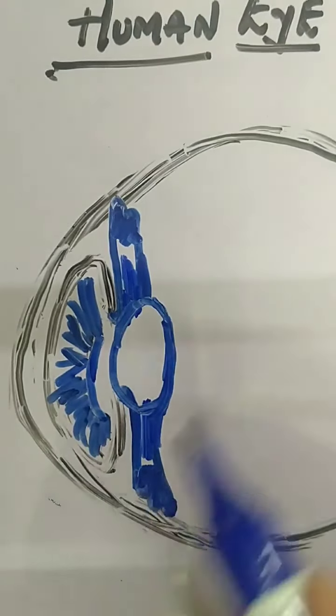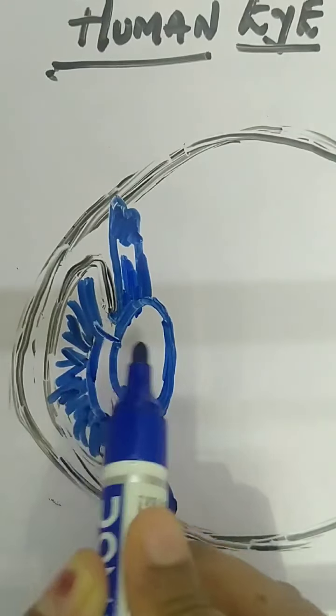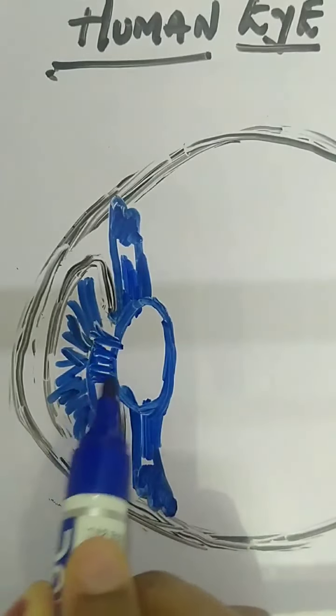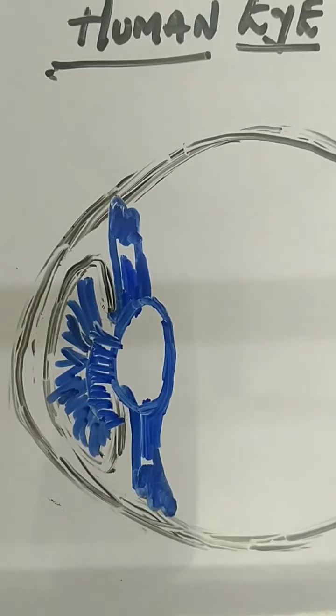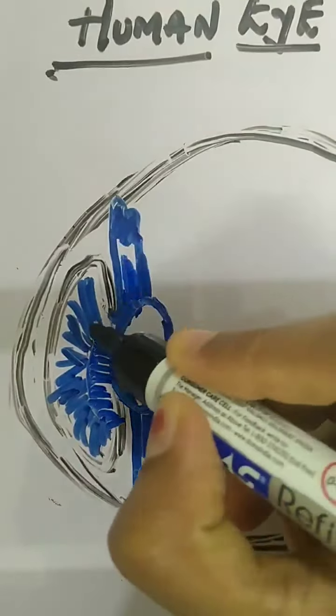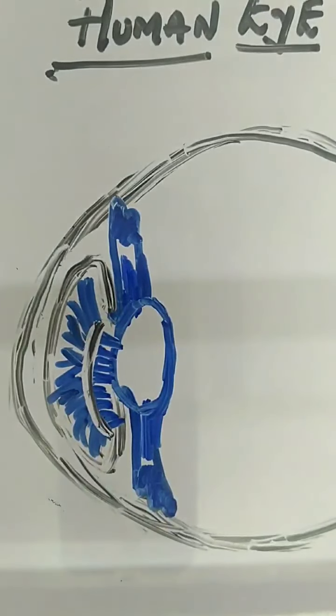Crystalline lens. So now this shading, what you did now, you can extend it till the lens. This way you can extend it. But while you are shading, see to it that your pupil is visible. I hope you understood till here.